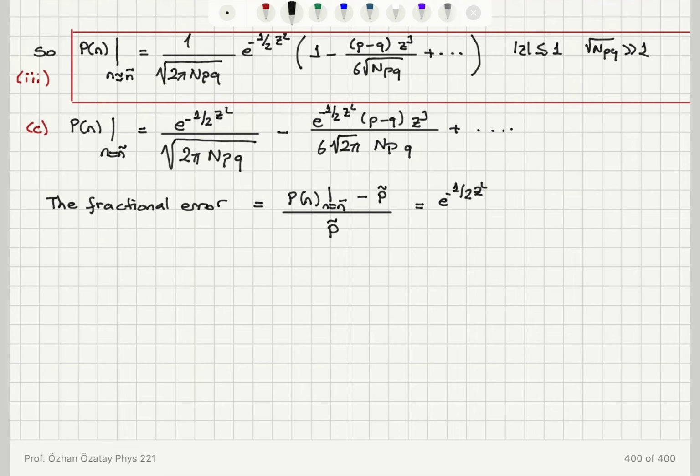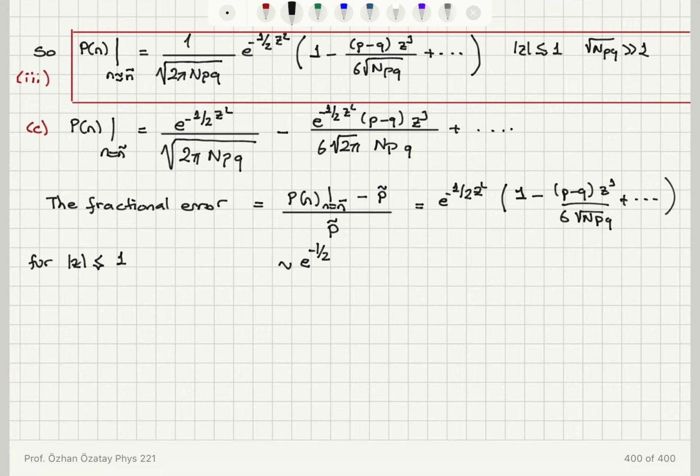This is going to give me e to the minus 1 over 2 z square, one minus p minus q z cube over 6 square root npq, plus higher order terms. So for z comparable to or less than 1, how does this behave? This is going to behave as e to the minus 1 over 2 z square.